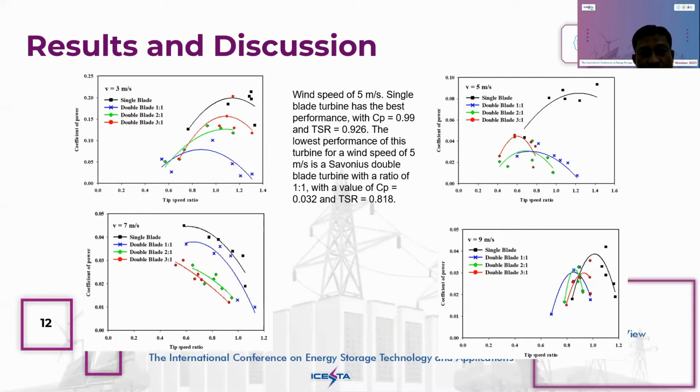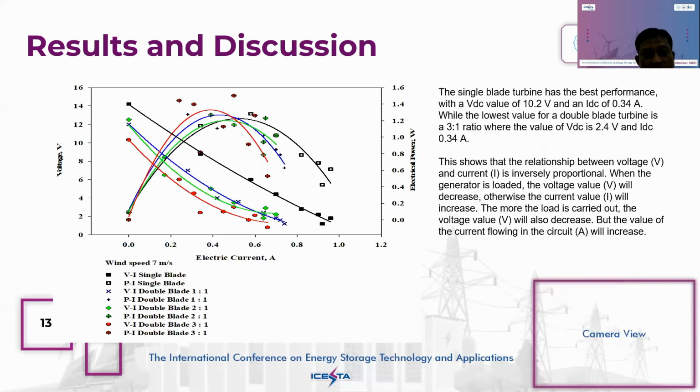This is also the wind speed. We have 3 meters per second, 5 meters per second, 7 meters per second, and 9 meters per second. But at the wind speed of 5 meters per second, the single blade turbine has the best performance, with coefficient of performance 0.9 and tip speed ratio 0.926. And then the growth of voltage, current, and electric power.